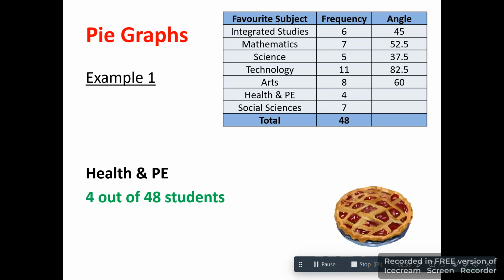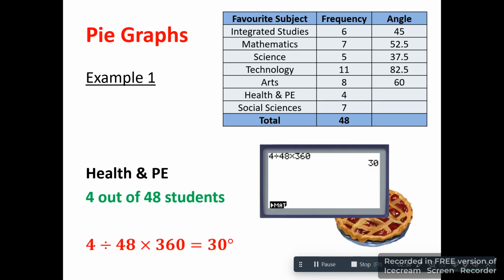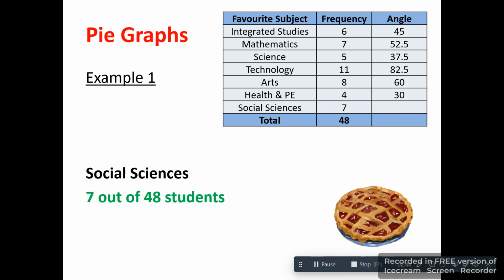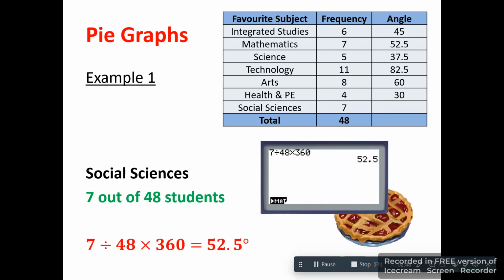We can keep going with health and PE. That should be the smallest sector because it's the least amount of people. So 4 divided by 48 times 360 gives us 30 degrees. And we finish off with social sciences. 7 out of 48 said it was their favourite. So 7 divided by 48 times 360 gives us 52.5 degrees.